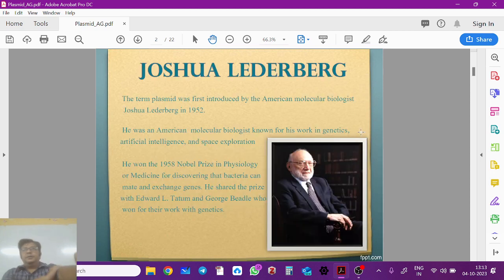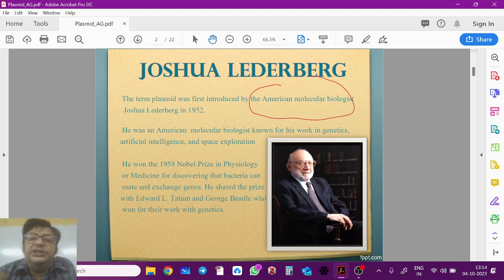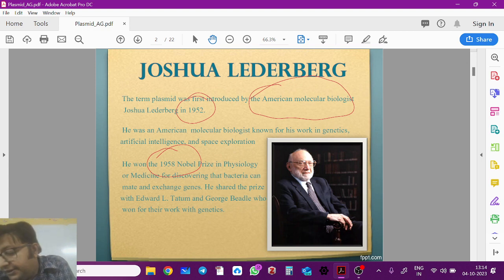So the term plasmid was introduced by a person known as Lederberg. He was an American molecular biologist, and in 1952 he gave the name plasmid. He also got the Nobel Prize in 1958 in physiology, which he shared with Beadle and Tatum. Beadle and Tatum are known for their genetics work on Neurospora crassa.